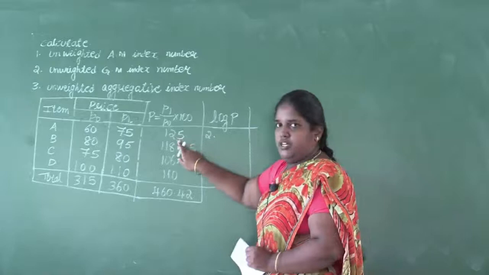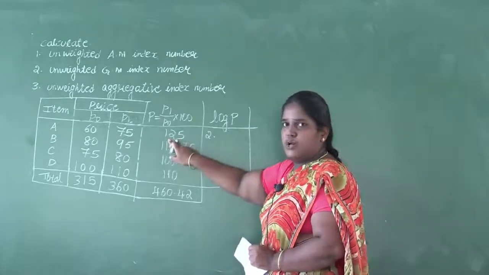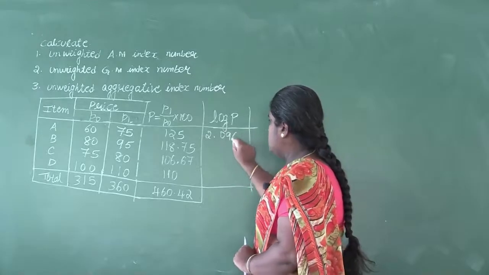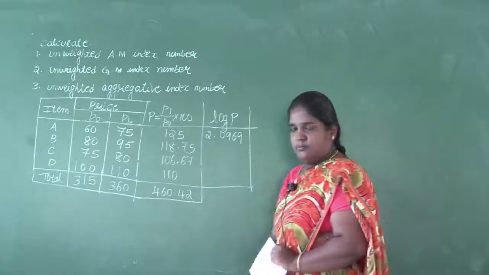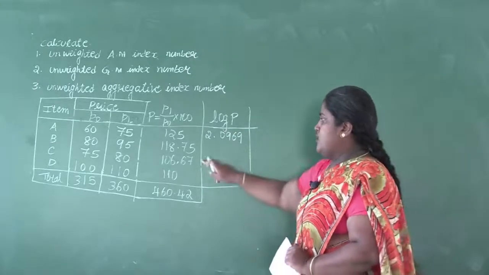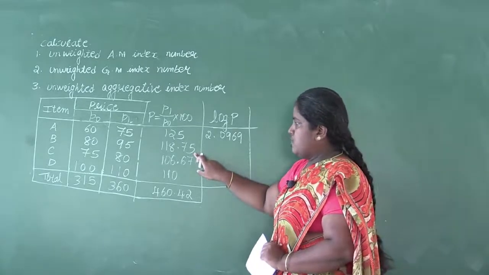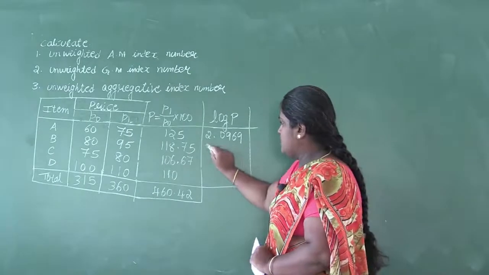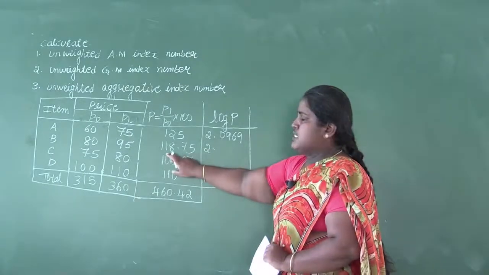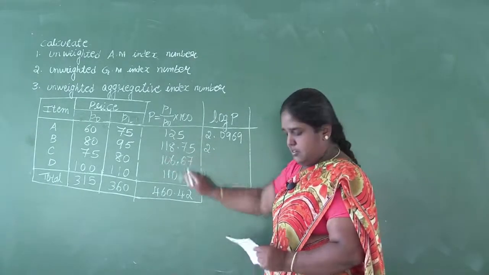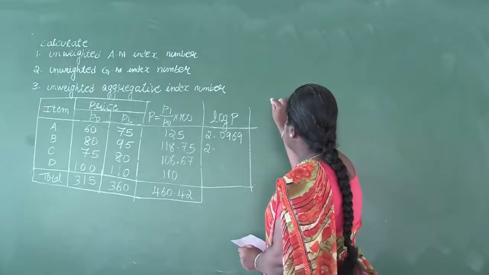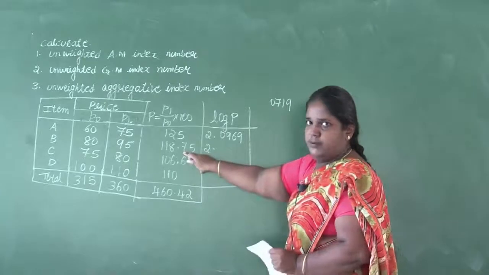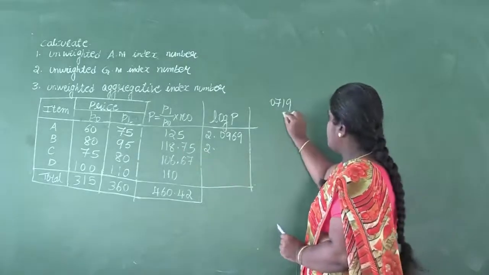Log 125. So you have to take the value for 12 under 5. 12 under 5, the value is 0969. Next number, 118.75. Again it is a 3-digit number, so 3 minus 1 gives 2. So 2 point. See the table value for 11 under 8, which is 0719, and mean difference 7. So mean difference 7 is 26.